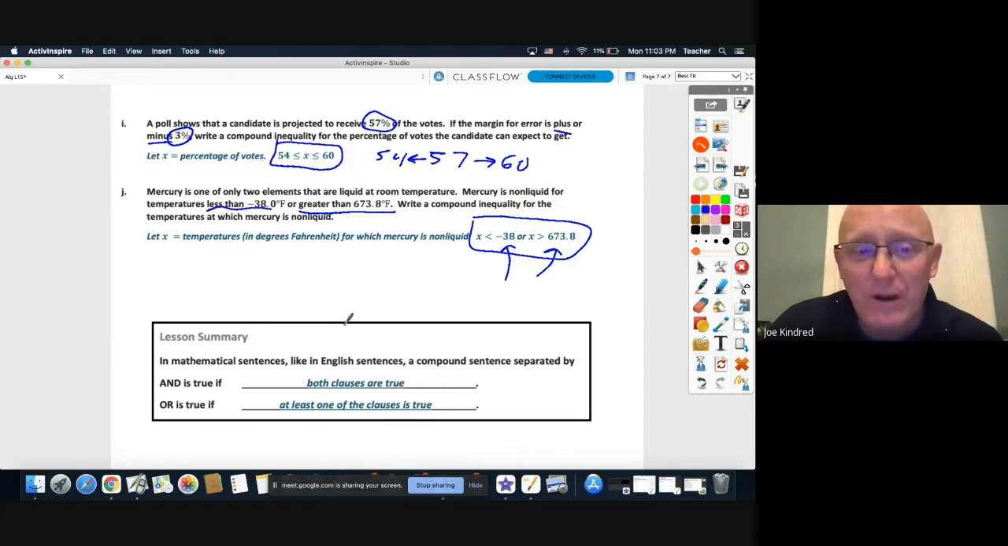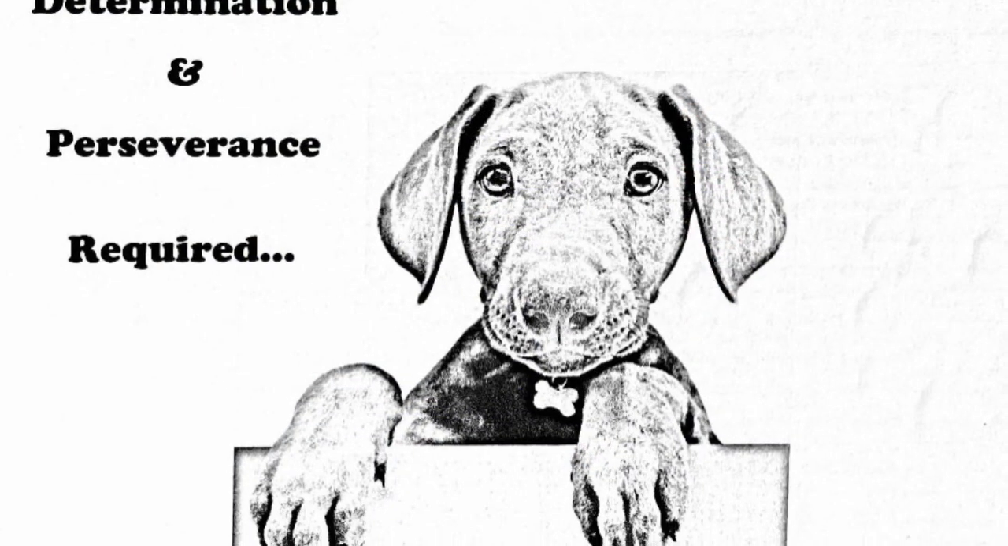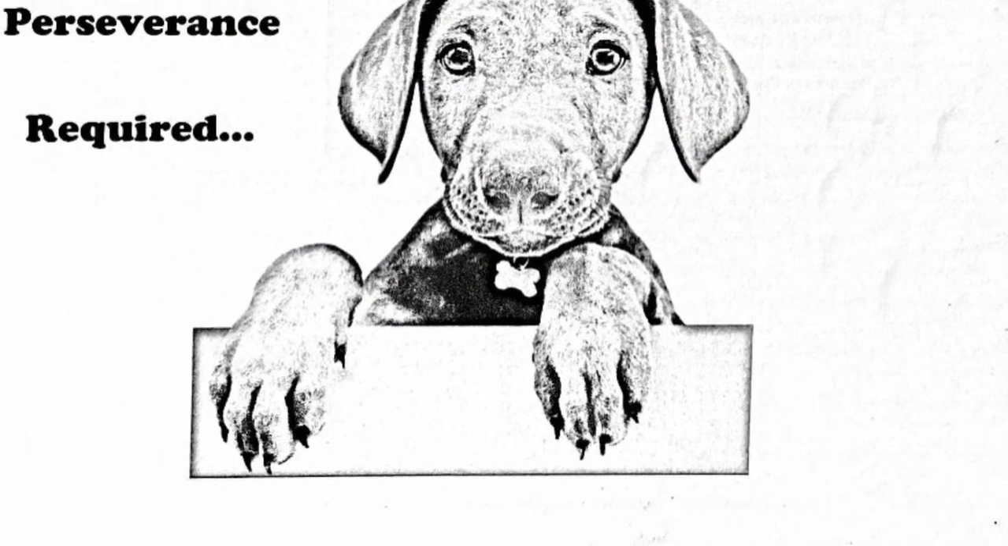So lesson 15, the big statement is really dealing with mathematical sentences. Like in English sentences, a compound sentence separated by and is true if both clauses are true, or is true if at least one of the clauses is true. So this is the key idea for lesson 15, keep in mind. And pause this video, go back and rewatch it if you missed something.